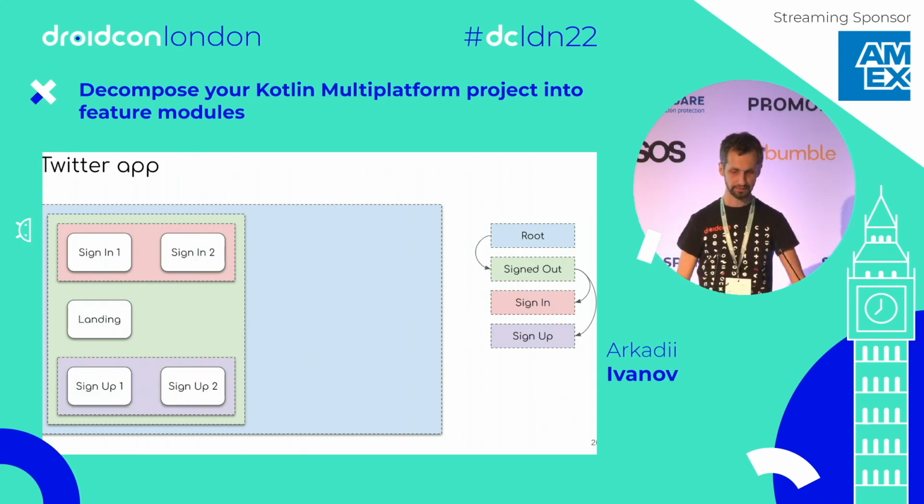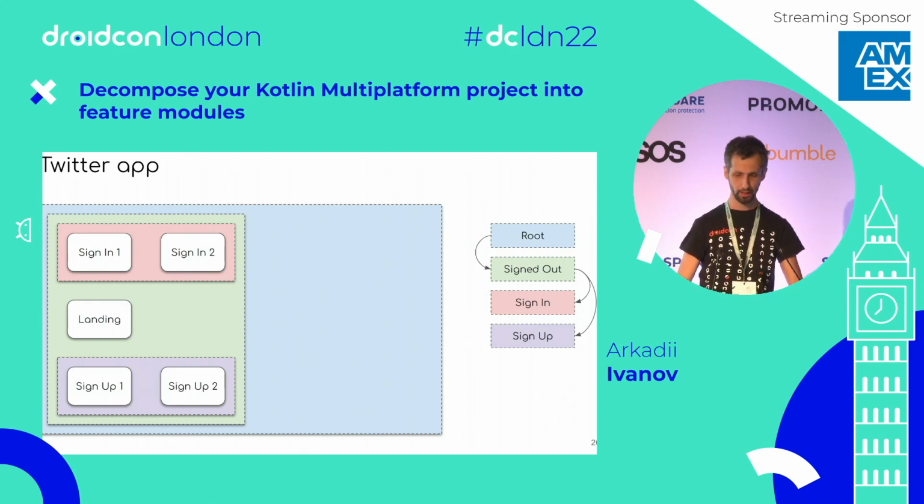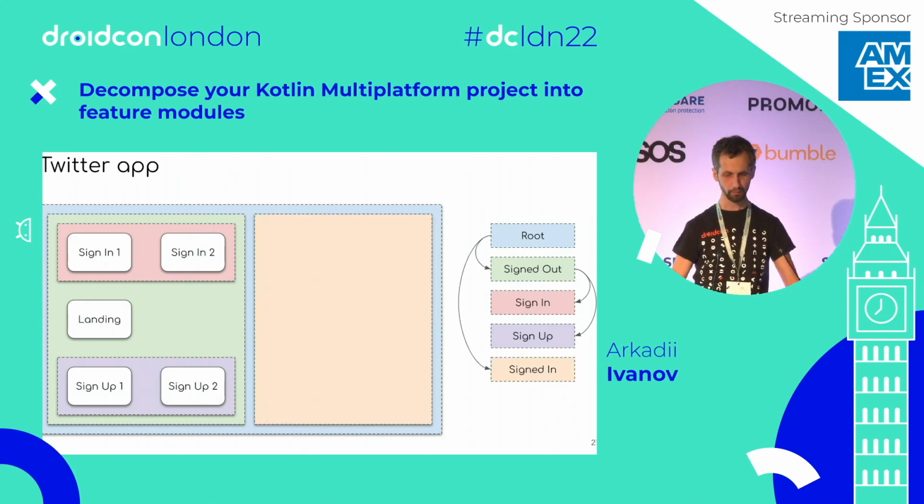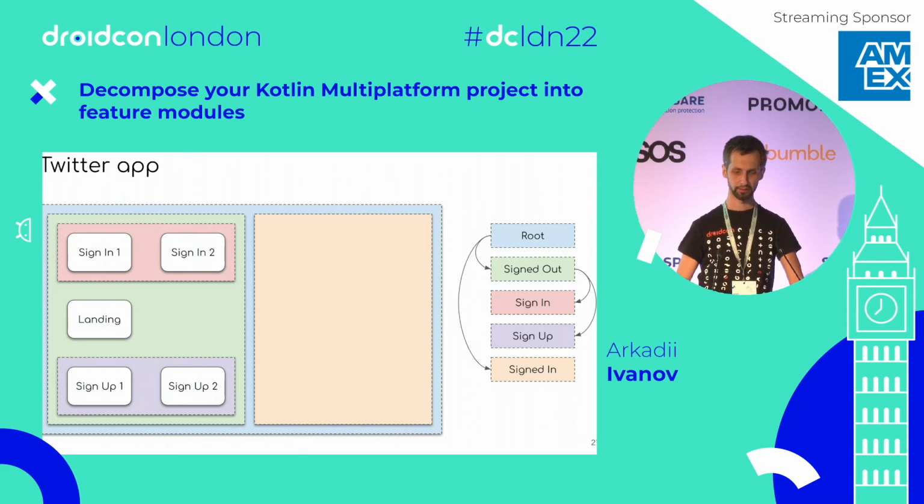And the same story with sign-up scope. It contains screens for the registration flow and navigates between them. Once the user is signed in, the root scope can destroy the sign-out scope, the green one, and create another one, sign-in scope, orange color. This scope exists while the user is signed in. On logout, the root scope can switch back to the sign-out scope.